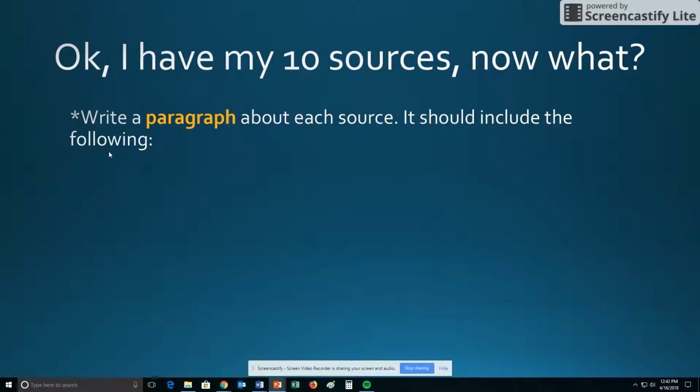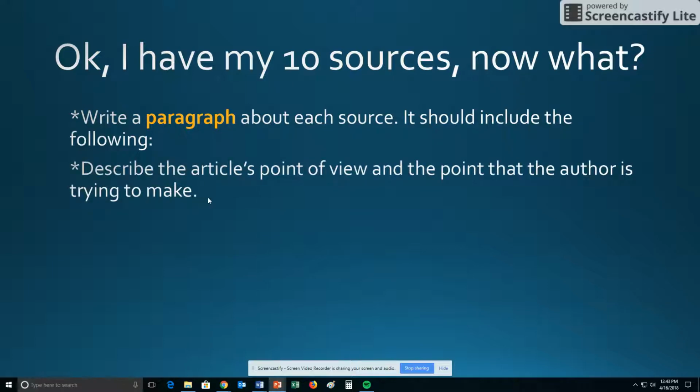It should include the following. You found a source, you read through the source, then you're going to write a paragraph about it, answering this: What is the article's main point? What's the thing that the author is trying to make? Let's say you've picked medical marijuana as your topic. Is the author for or against it? Why? What's the main point?